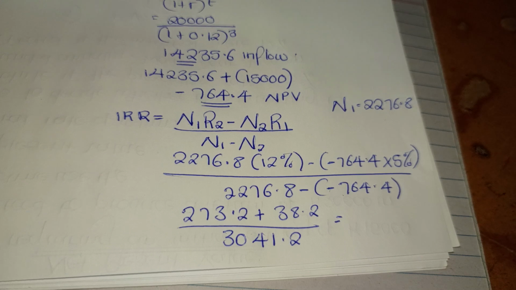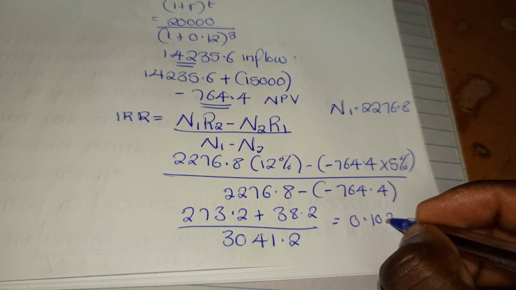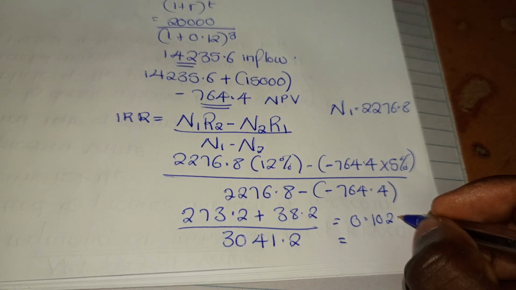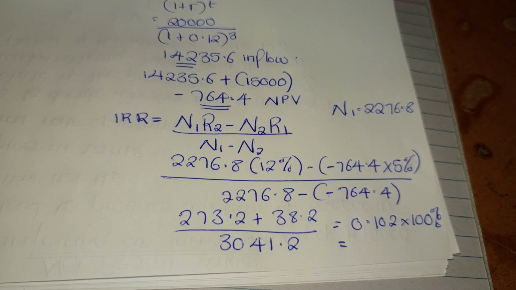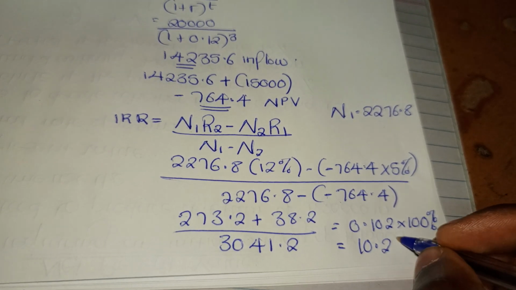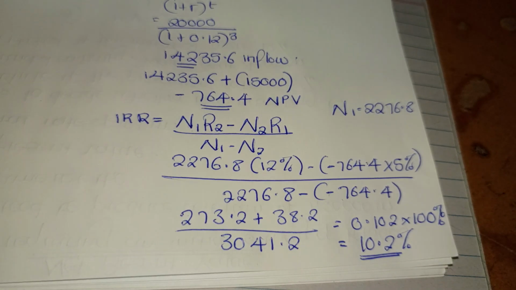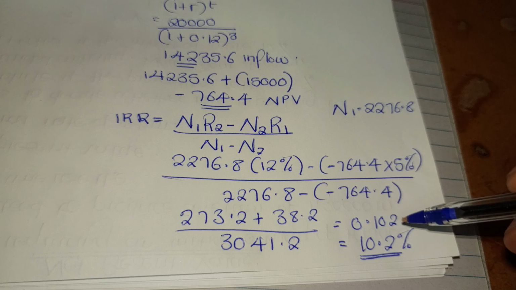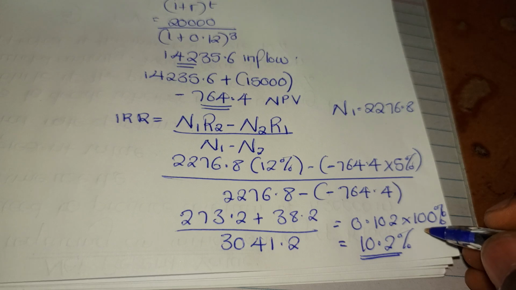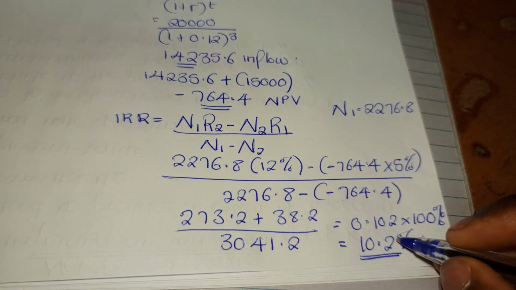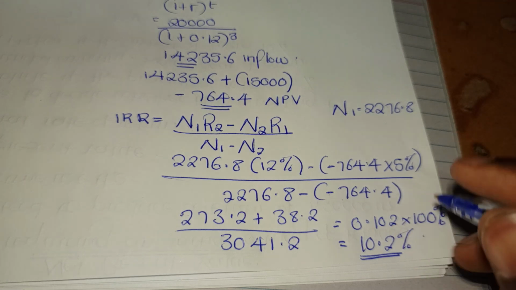So 33.2 plus 38.2 divided by 1,041.2, you will get your answer to be 0.102. You multiply this with 100 so that you can convert it to a percentage. So if you multiply this with 100, you will get your answer to be 10.2%. So when we use our IRR in terms of our calculation, the project will be worth taking. Why? Because this percentage is bigger than the one we had, which is 5%.